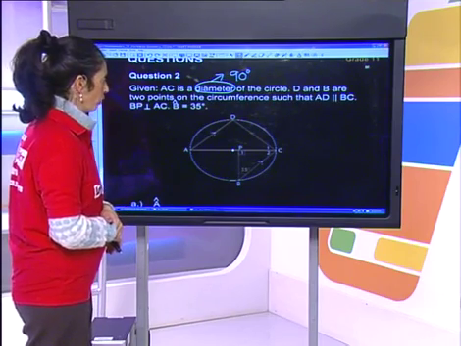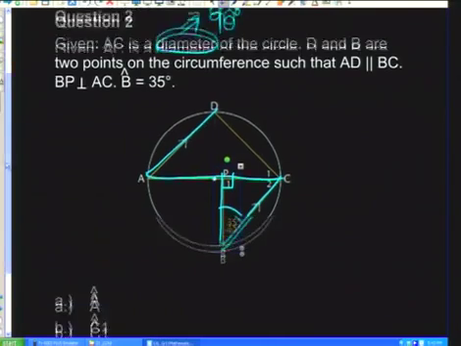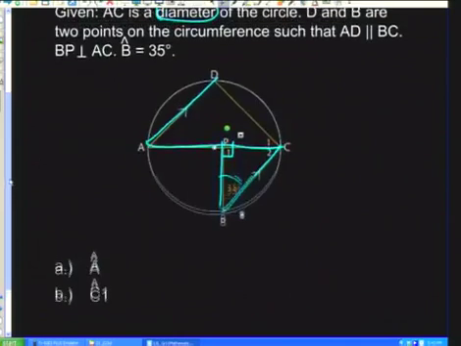In this picture, we have some information with a given diameter, and straight away we can expand on that and say that therefore we have a 90 degrees, and we've got this line is parallel to that line, and we've also got that BP is perpendicular to AC, and we've got that B is 35. Okay, what are the questions? We want to find angle A and angle C.